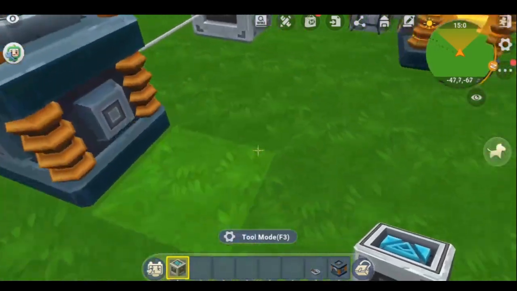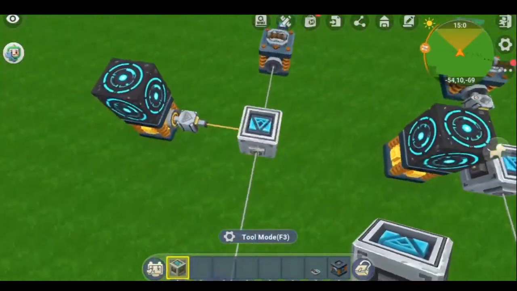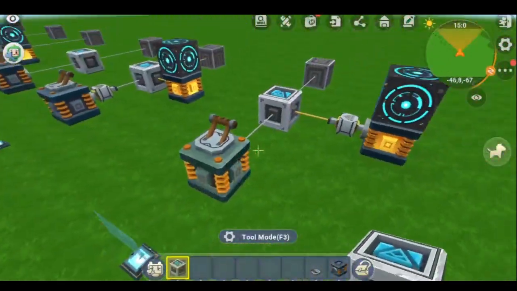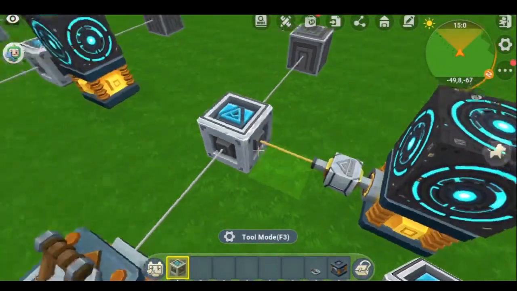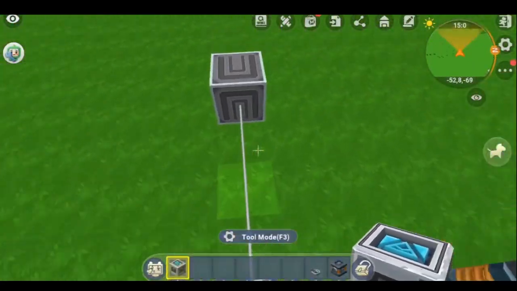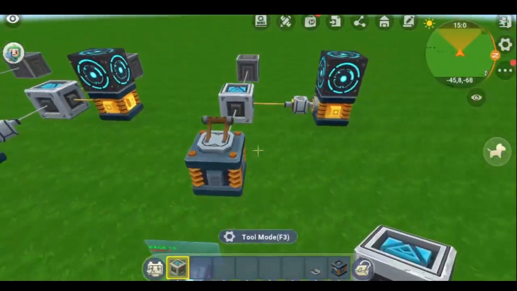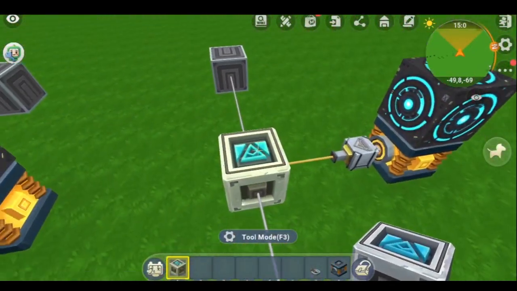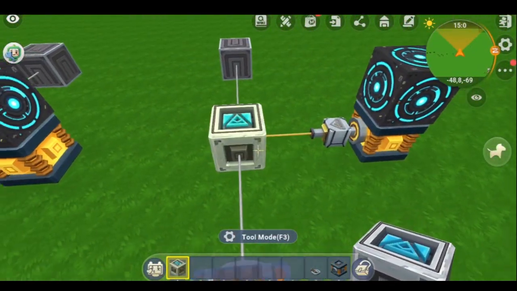How it works is really simple. You're going to have two different inputs. You can place anything on the sides and one on the back. It's only going to let the energy be transferred through the output if the energy on the back is bigger than the energy that comes from the side.